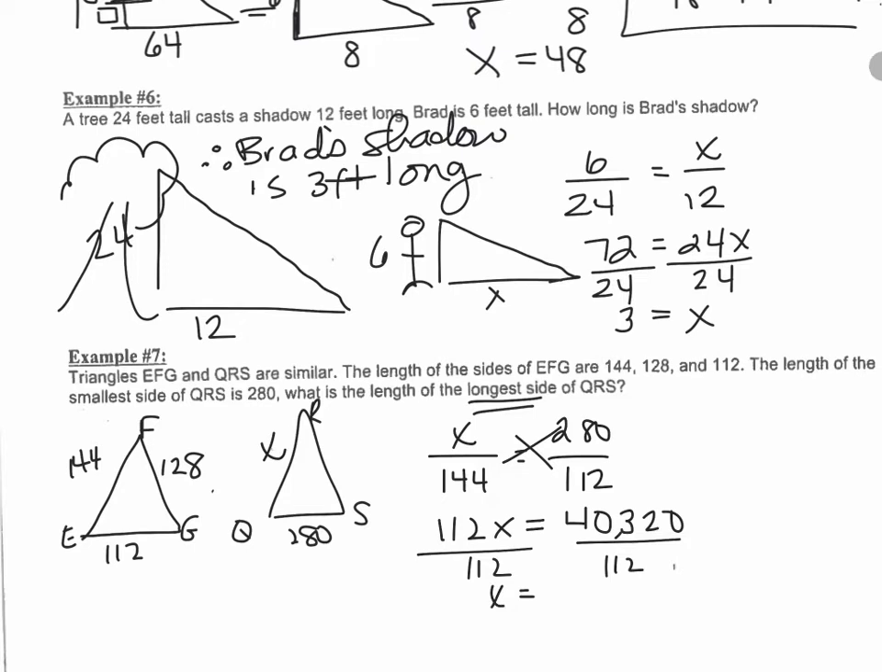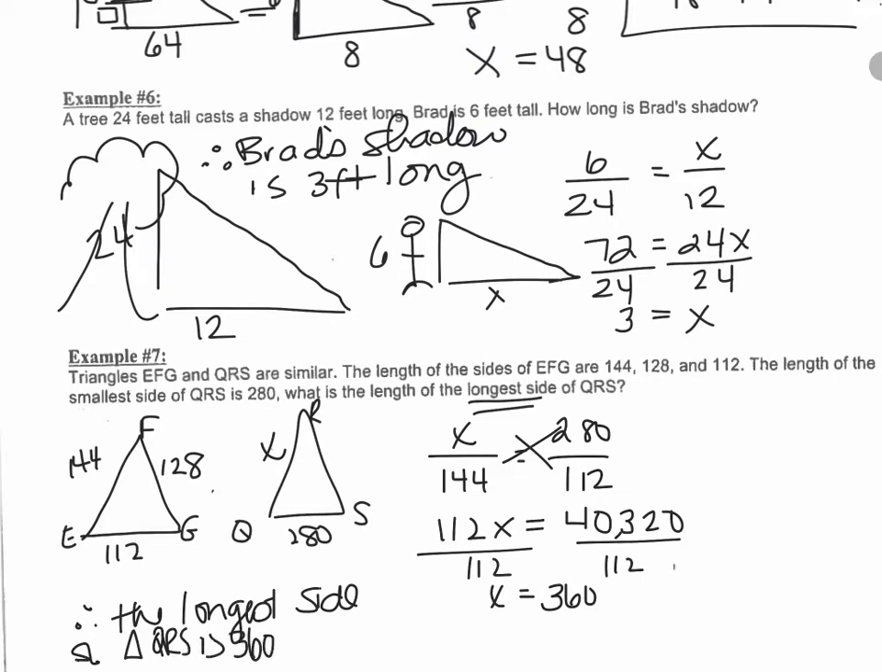X is 360. So I can say, therefore, the longest side of triangle QRS is 360. So hopefully everybody's okay with that. When you're good, go ahead and flip your paper.